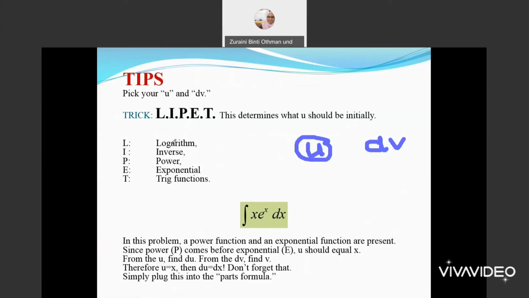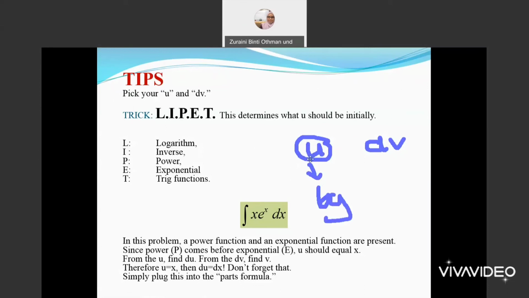Okay, so now this is the guideline. How can we replace u and dv? Kalau kita ada dua fungsi, macam mana nak pilih? Mana satu nak pilih sebagai u, mana satu nak pilih sebagai dv. So now we have to find u first. If it is logarithmic, so log as our u.